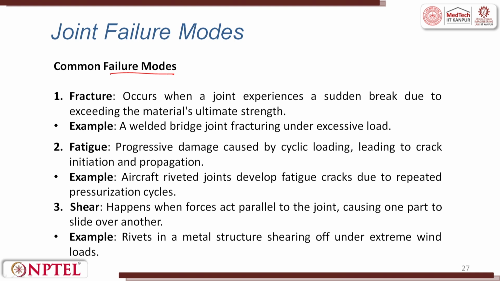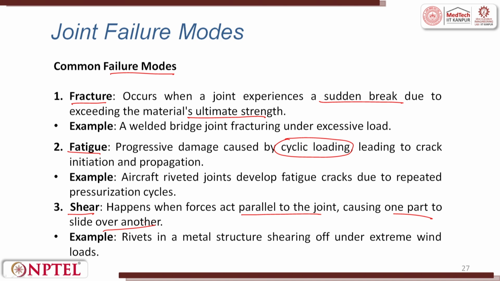I am talking about fatigue, I am talking about creep. Generally, fracture, fatigue and shear are the modes of joint failure. Fracture occurs when a joint experiences a sudden break due to exceeding the material's ultimate strength. That is exact fracture, directly the fracture has happened, the testing that we witnessed in the previous lectures. So, you saw how the fracture happens. Fatigue is progressive damage caused by cyclic loading, leading to crack initiation and propagation. Shear happens when forces act parallel to the joint, causing one part to slide over another.